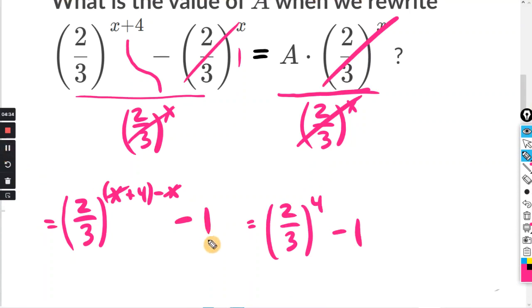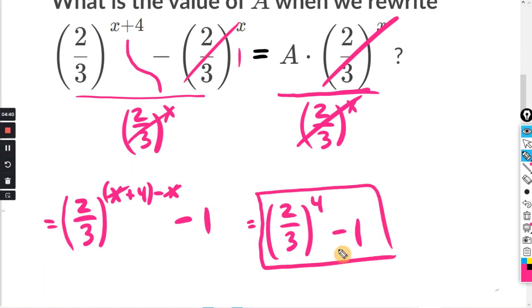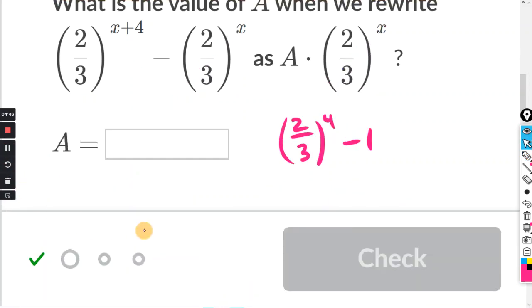Since this is multiple choice, let me check the answers and see if this is one of the answers. If not, we'll just simplify it further. But this is 2/3 to the 4th power minus 1. Let's check. Okay, this one is not multiple choice. I think I'm just going to have to simplify this. When you have a fraction to an exponent, that exponent gets applied to both the numerator and denominator. 2 to the 4th, you multiply 2 4 times, that's going to be 16.